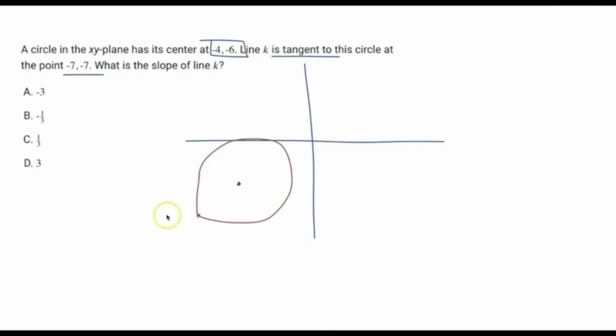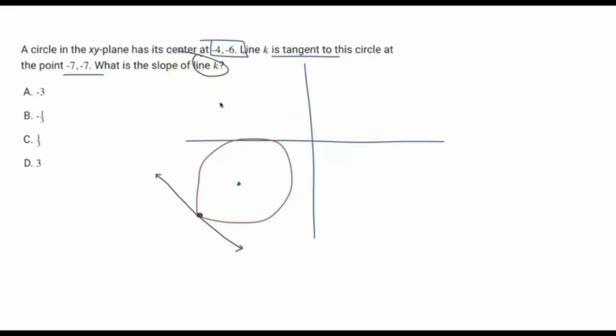And so line K, I'm going to draw in black here, is tangent to the circle at this one point right here, which means the tangent line is going to go through like this, because tangent lines hit at only one point on that circle. So it'll go infinitely on both sides. And so we want to know the slope of this line.